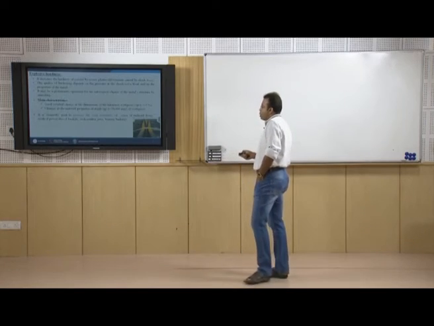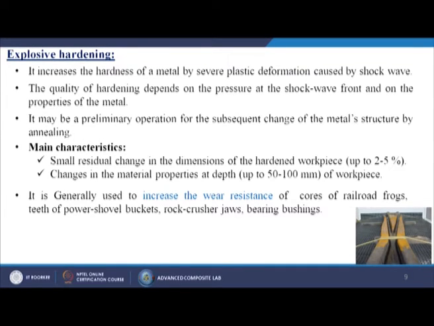Main characteristics: a small residual change in the dimensions of the hardened workpiece, up to 2 to 5%, can generally be observed. Change in the material properties at a depth of up to 50 to 100 millimeters of the workpiece can be achieved. It is generally used to increase the wear resistance of the core of railroad frogs, teeth of power shovel buckets, rock crusher jaws and bearing bushings. So, these are all examples where we are using this kind of explosive blasting.